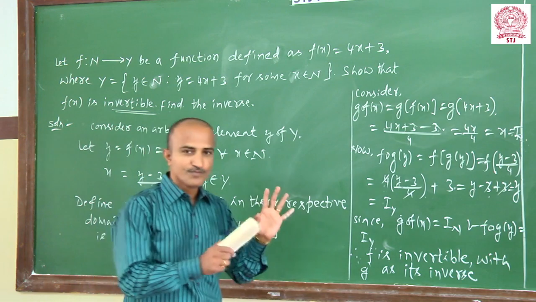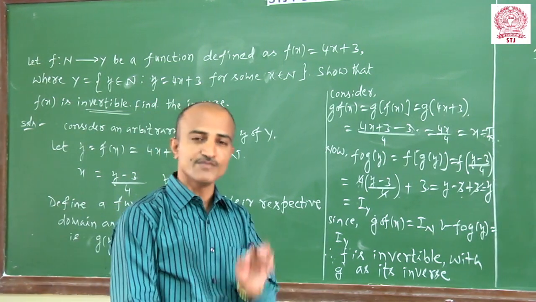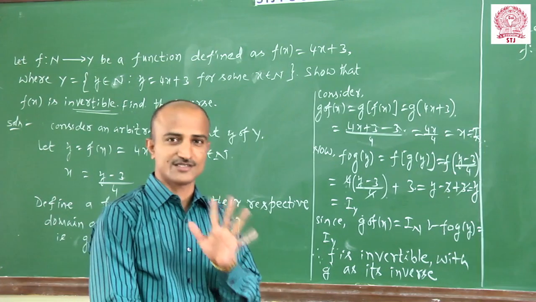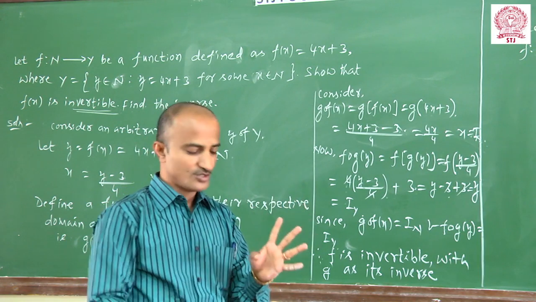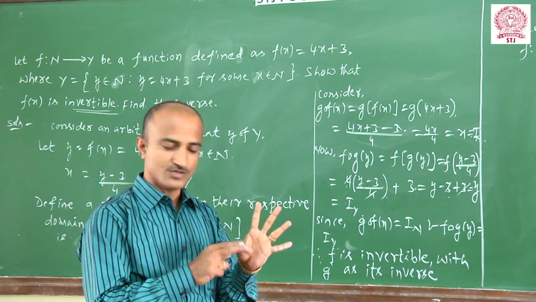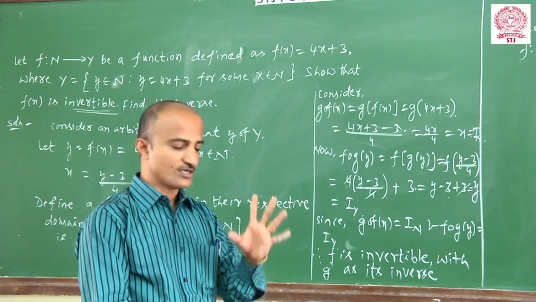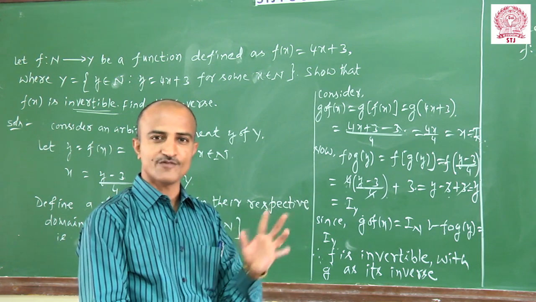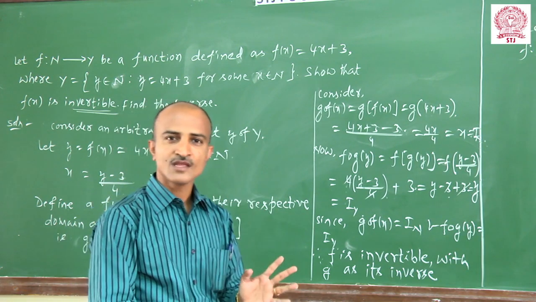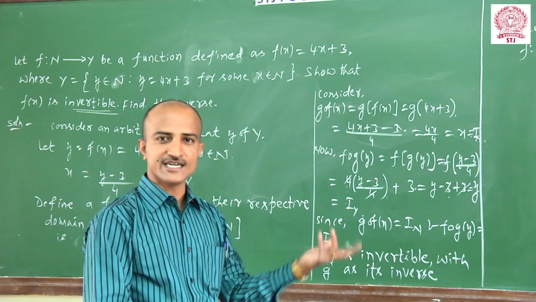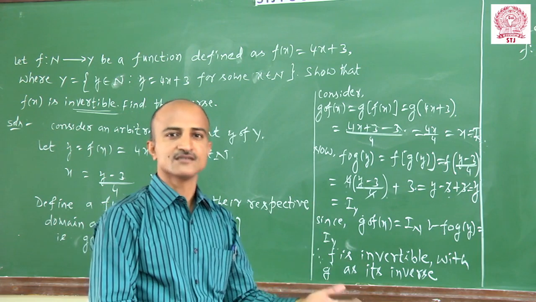So if you prove like this, for this in the board examination you will get 5 marks. See, these questions will be asked for 5 marks. First we need to prove that the given function is invertible. For that we need to show gof of x is x and fog of y is y in the respective domain and range. And then whenever it satisfies that condition, clearly f is invertible, with g as its inverse.